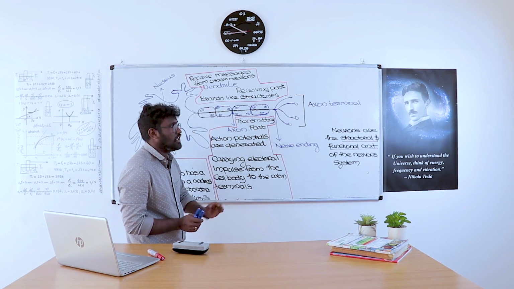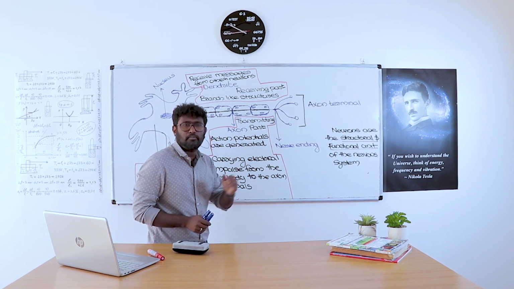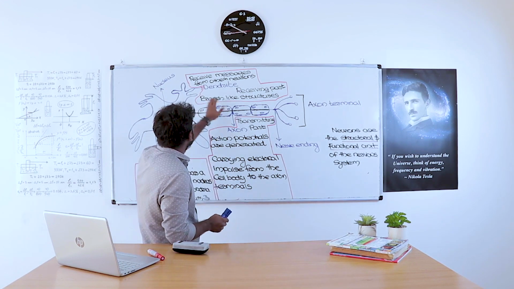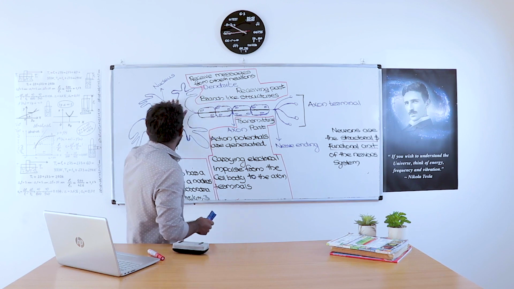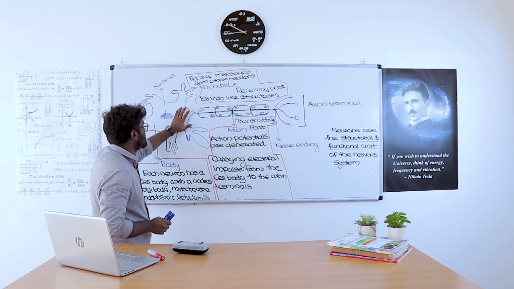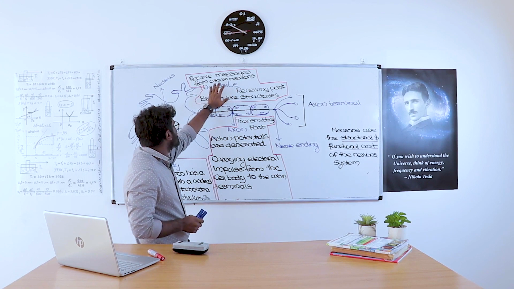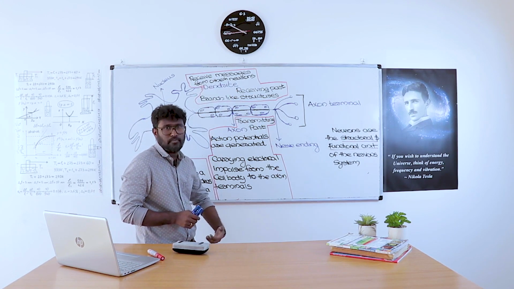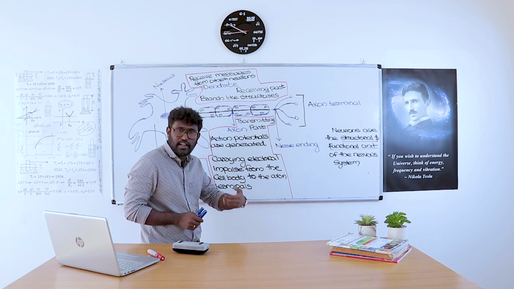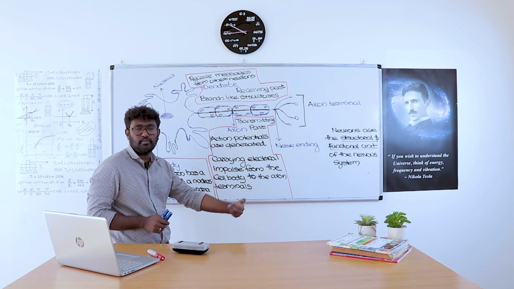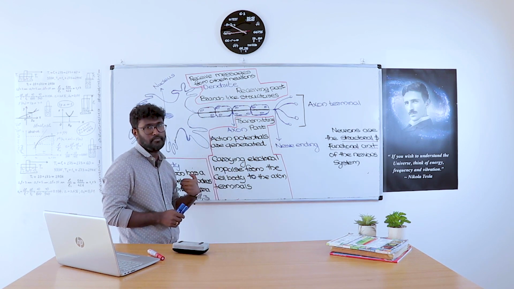What is the function of the dendrite? The dendrite is the receiving part. It is a branch-like structure, as is clear from the diagram, and it is the receiving part. It receives messages from other neurons and then transmits those signals to the cell body.